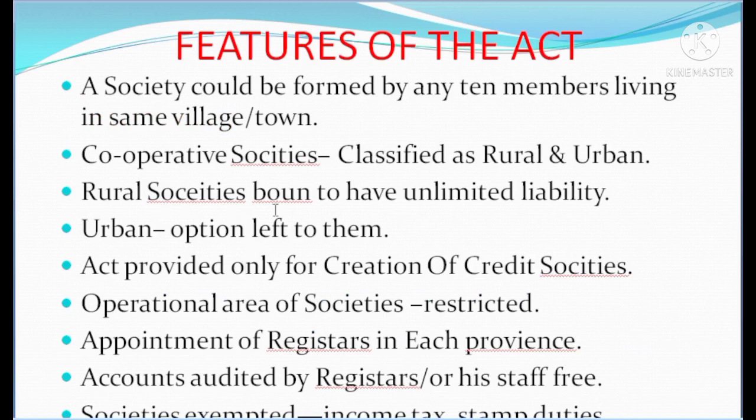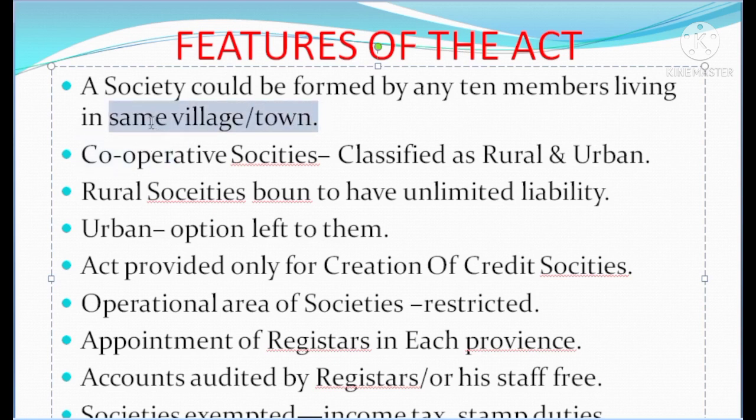Features of the Act. Now this Cooperative Credit Societies Act of 1904 has its own features, or rather had its own features. One of the features was that a society could be formed by any 10 members living in the same village or town. Once I told you the definition of community is that they should have a common geographical area and there should be we feelings. So the same concept is embedded over here. That means this was the compulsory part, same village or town.